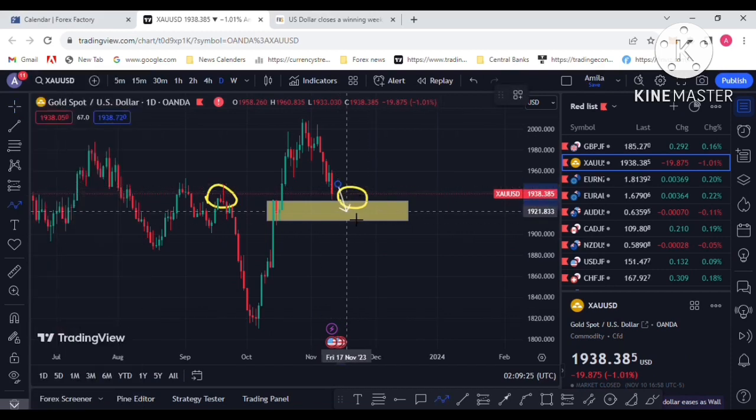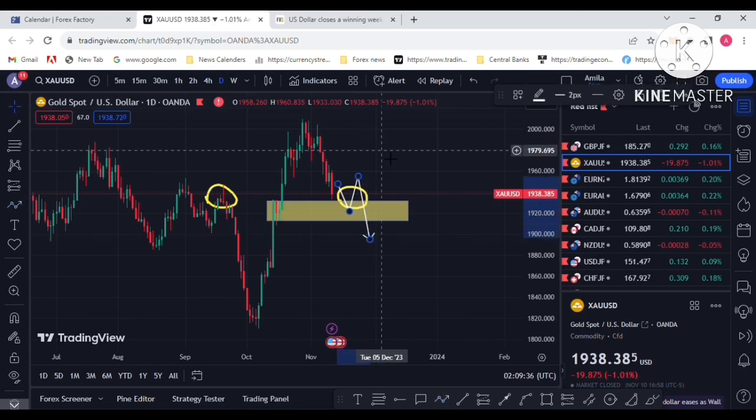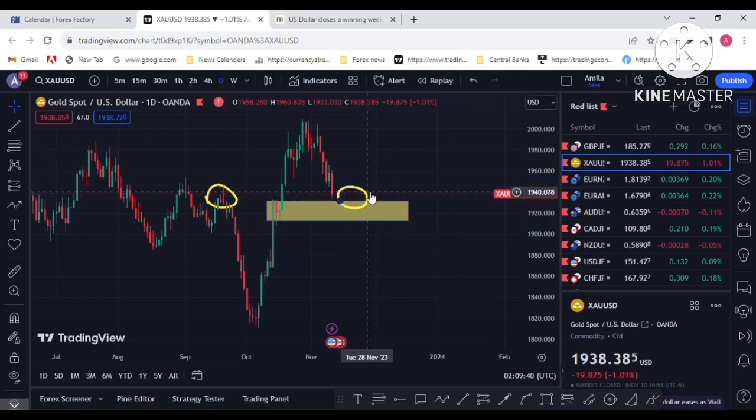So I am expecting price to drop to the 1915 level, then retrace upside to the 1945 to 1950 level, and then drop again. The target is 1900. That is my technical picture. You will see the CPI data report next week.